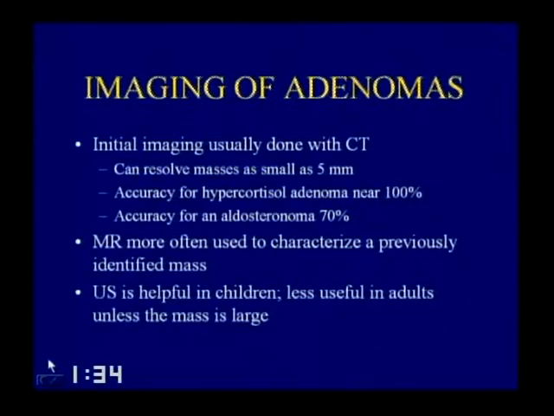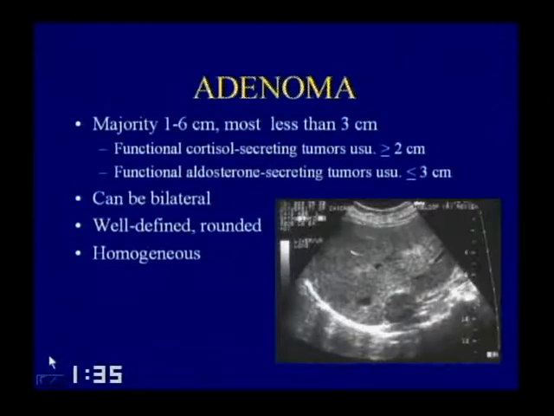Imaging is usually done with CT when you're trying to characterize one of these because it can resolve a mass as small as 5 millimeter. The accuracy for an adenoma is near 100%, and for an aldosteronoma, 70%. It's more common to use MR to characterize a mass previously identified or something that's atypical. While ultrasound is useful in children, it isn't very useful in adults unless the mass is large. And then right after I tell you that, I show you an ultrasound exam of an adenoma.